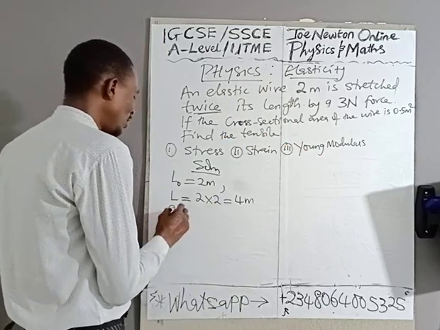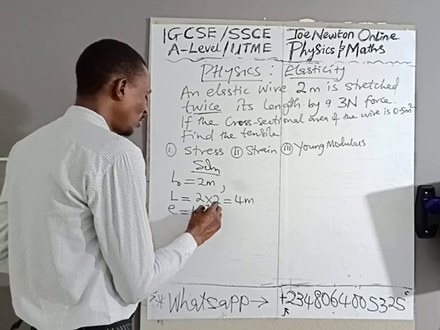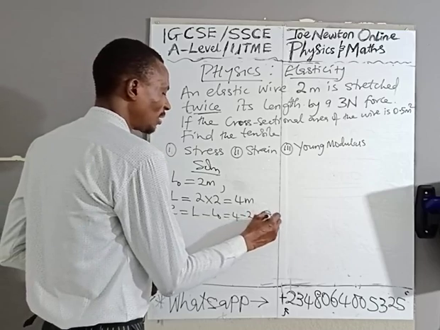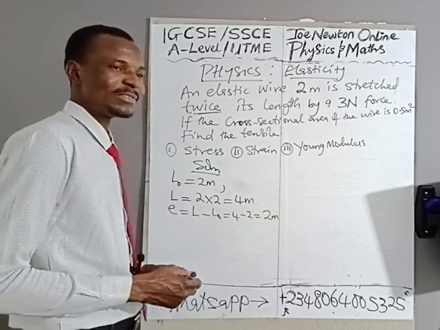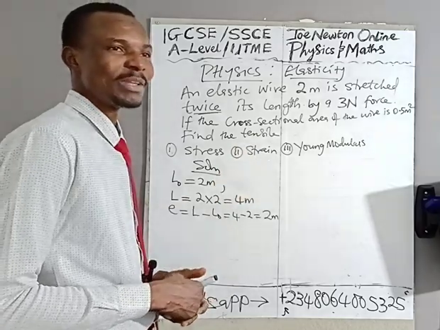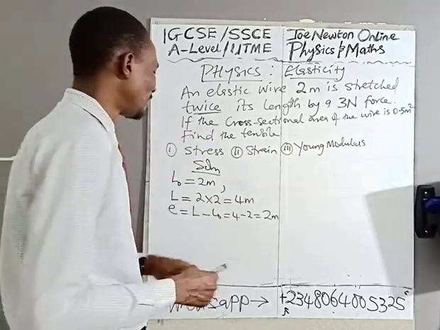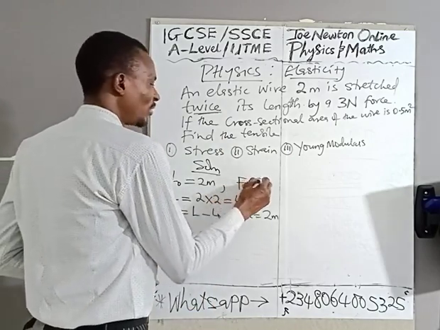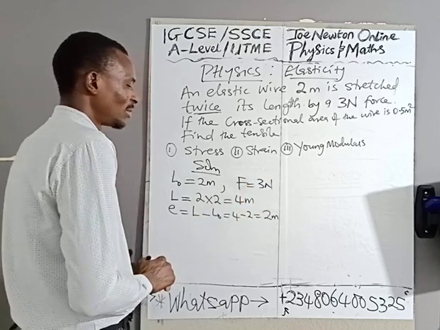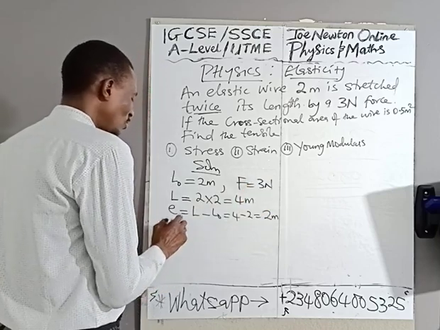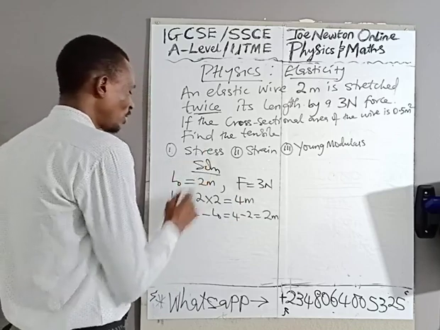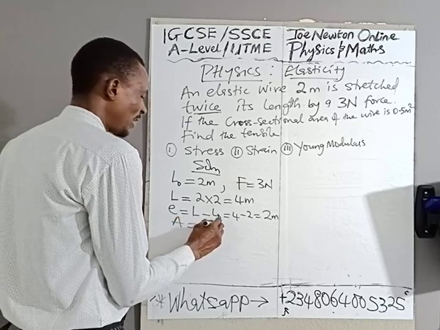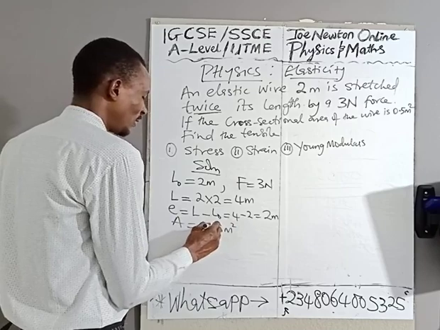Then the extension will be equal to L minus L0, which is 4 minus 2, equal to 2 meters. So that's the extension. The added length is an extra 2 meters. It was stretched twice, 2 times. Then, of course, the force is 3 Newton. We are told to find the stress, and the cross-sectional area is given to be 0.5 meters squared.